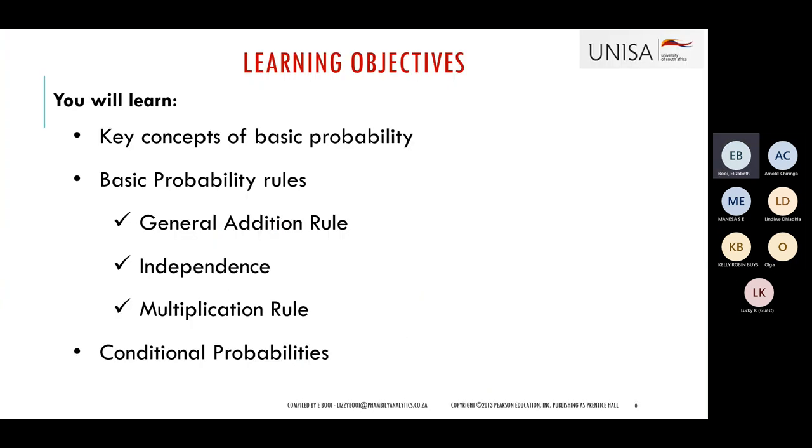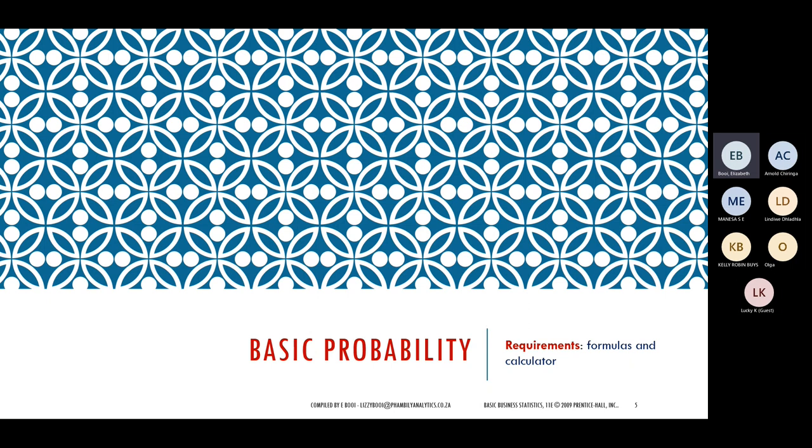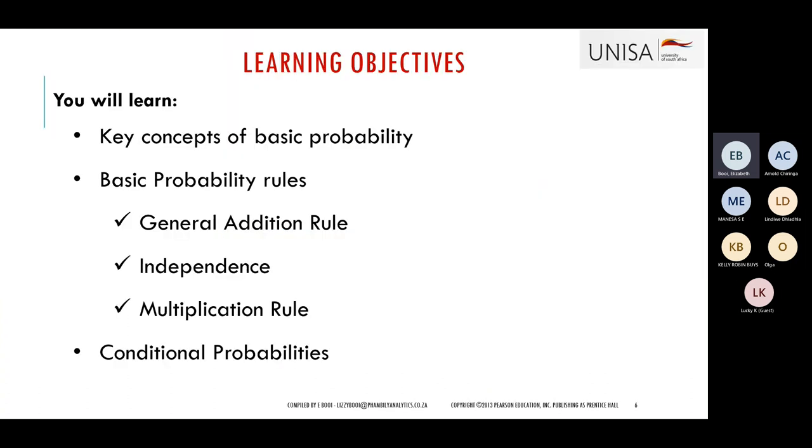Okay. So the only thing you need, you don't need the formulas, you just need your calculator. Oh yes, you do need formulas. And you do need a calculator to do your basic probabilities. By the end of the session, you should learn the key concepts of basic probability. You should be able to learn the basic rules of probability by applying the general addition rule, multiplication rule, independence rule, mutually exclusive rules, and so forth, and also conditional probabilities. So since we're going to cover so many things, let's get to it.